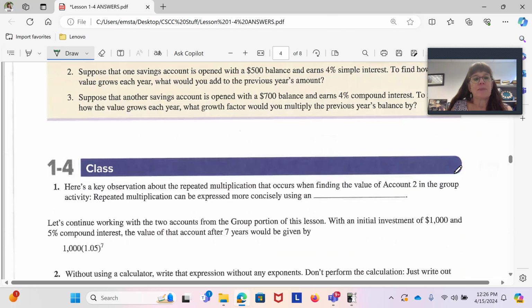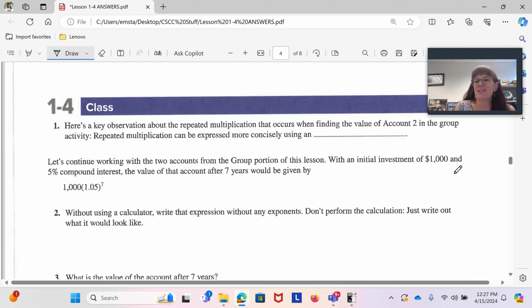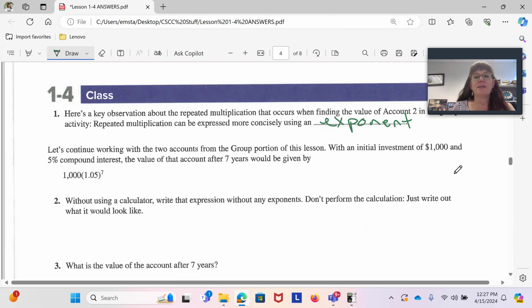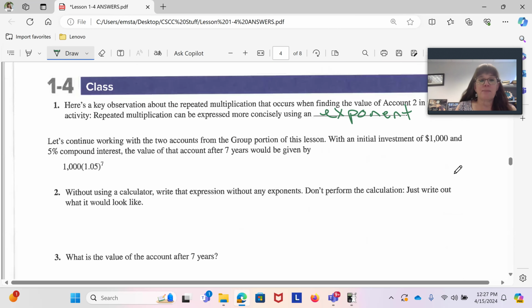So in the classwork, they're going to talk a little bit about what you will see in the group work. Account 2 is repeated multiplication. So that's our compound interest. It's repeated multiplication, and a shortcut way we have of writing repeated multiplication is by using an exponent. So we can use an exponent to shortcut it. And then they give us what the formula would look like for compound interest.